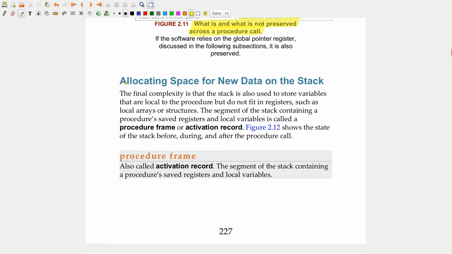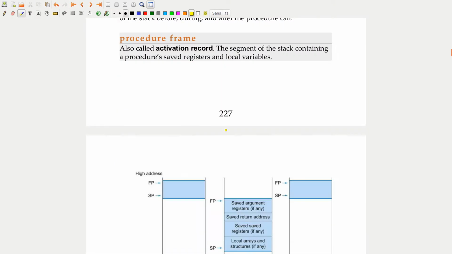So, allocating space for new data on the stack. The final complexity is that the stack is also used to store variables that are local to the procedure but do not fit in registers. So this is that idea of register spilling that we talked about earlier. The segment of the stack containing the procedure's saved registers and local variables is called the procedure frame or activation record. So let's look at figure 2.12.